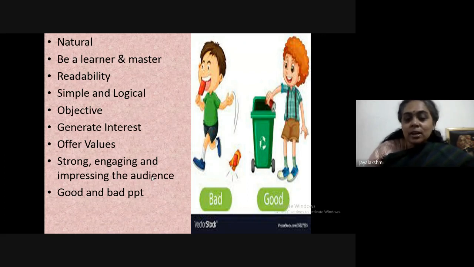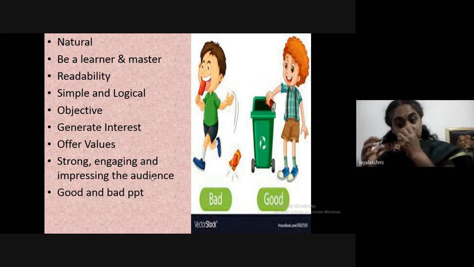The next one is you've got to be very strong. You've got to be very engaging. And remember, you need to impress the audience like anything, because only the slides will not help you. You need to impress the audience. How can you impress the audience? How do you grasp their knowledge? You need to work on it.